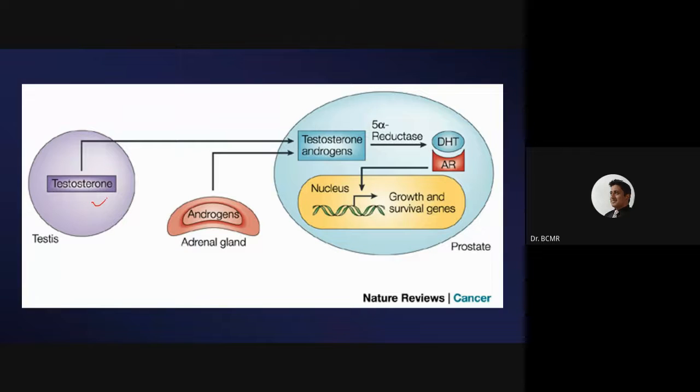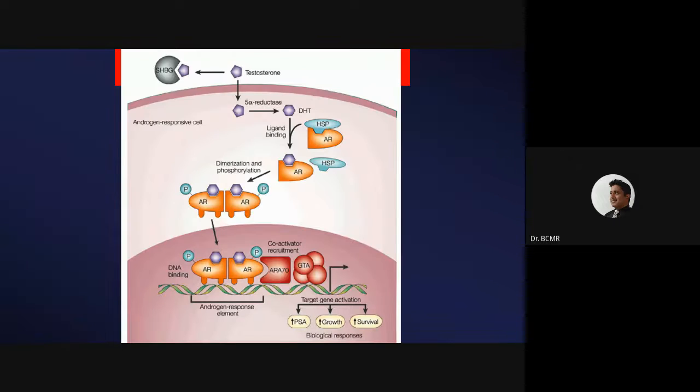We also discussed testosterone and how androgens are taken in. Testosterone, for example, is acted upon by 5-alpha reductase to form dihydrotestosterone, which then binds to the androgen receptor, with dimerization and phosphorylation. It then goes into the nucleus, where it acts as a transcriptional activator by binding to the androgen response element, and allows the expression of several genes involved in growth and survival.